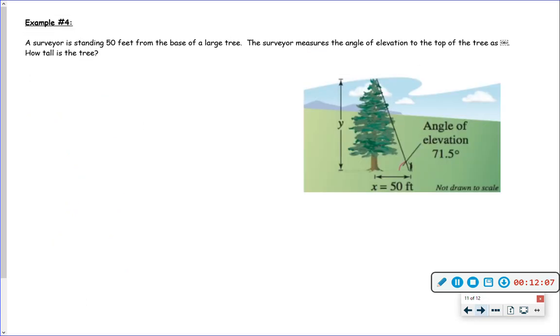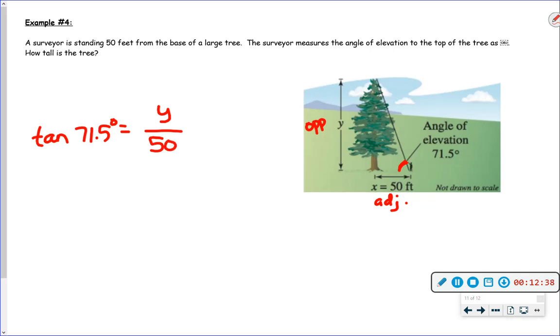Okay, last one of these. A surveyor is standing 50 feet from the base of a large tree, measures the angle of elevation to the top of the tree is 71.5 degrees. You can see it in the picture there. How tall is the tree? So we have to figure out what trig ratio we're using from our given angle here. We want to find the opposite side, and they tell you the adjacent side. So I'm going to use tangent. So tangent of 71.5 degrees equals opposite over adjacent.